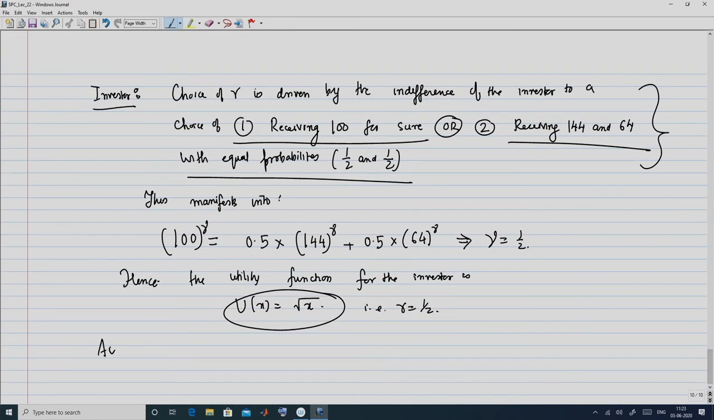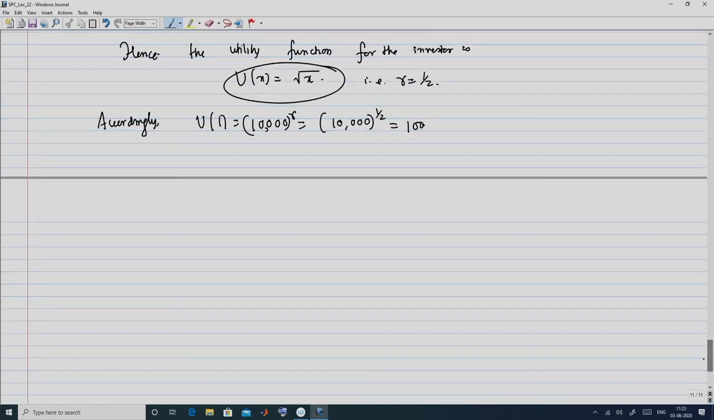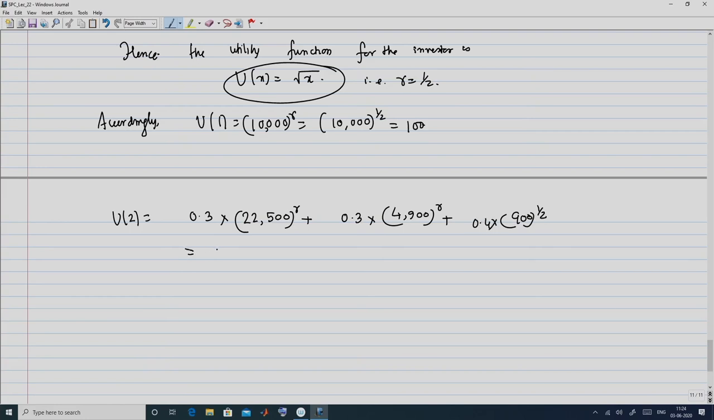So accordingly, what we get is U of 1 is equal to 10,000 raised to gamma, which is 10,000 raised to a half, is equal to 100. And U of 2, remember that this was 22,500 raised to gamma into 0.3 plus 4,900 raised to gamma into 0.3 plus 900 raised to gamma into 0.4. And this turns out to be 0.3 into 22,500 raised to half plus 0.3 into 4,900 raised to half plus 0.4 into 900 raised to half. And this turns out to be equal to 78.